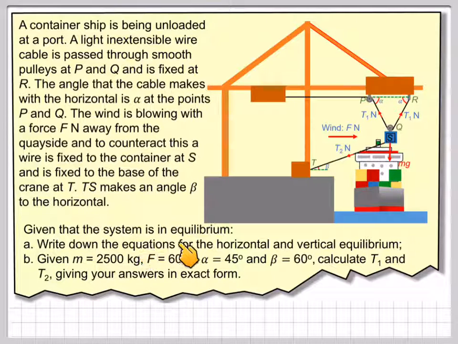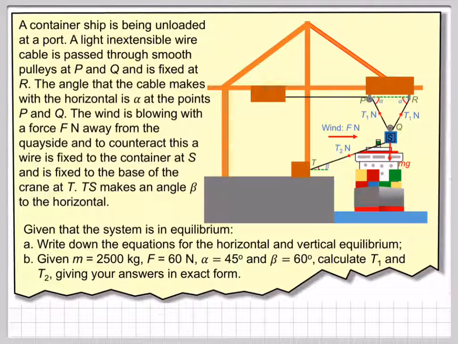Given that the system is in equilibrium, write down the equations for the horizontal and vertical equilibrium. B, given that M is 2,500 kilograms, F, the wind force, is 60 newtons, alpha is 45 and beta is 60 degrees. Calculate T1 and T2, giving your answers in exact form.